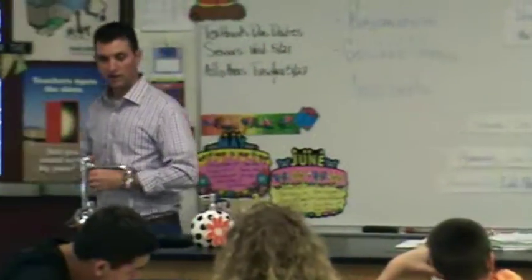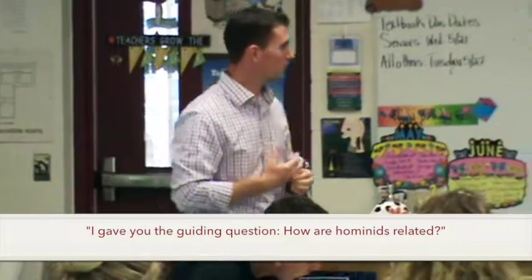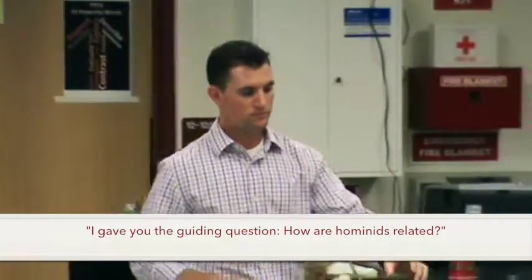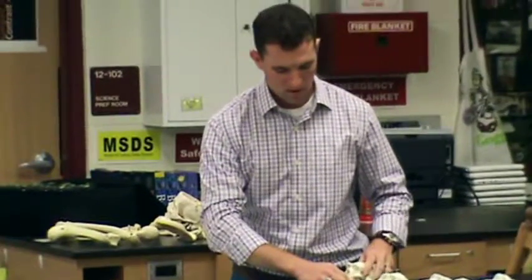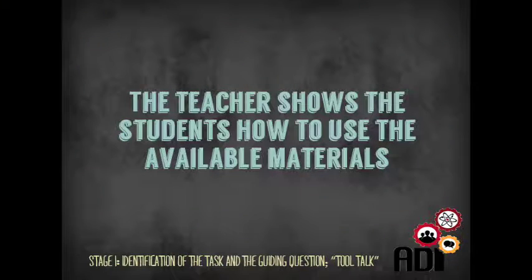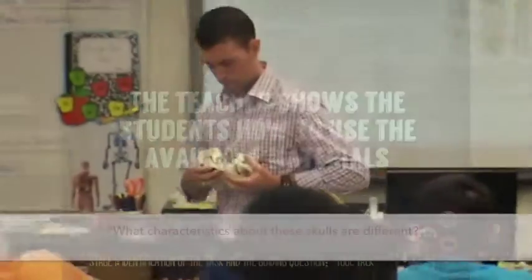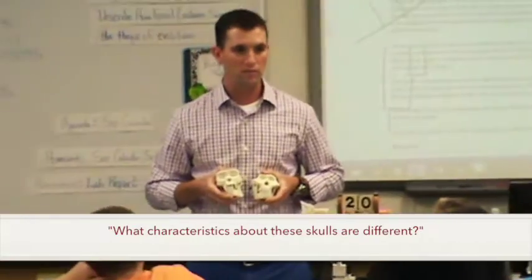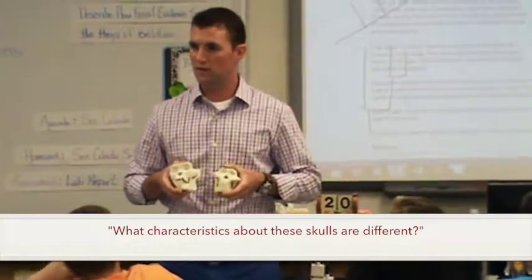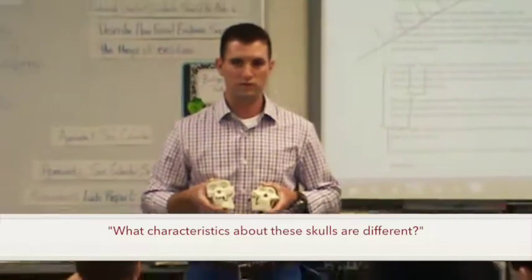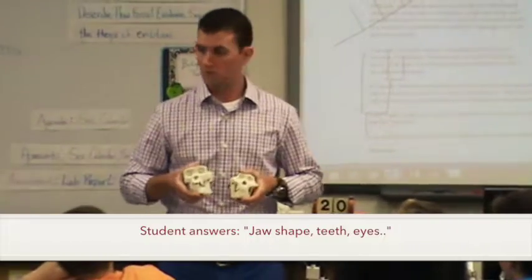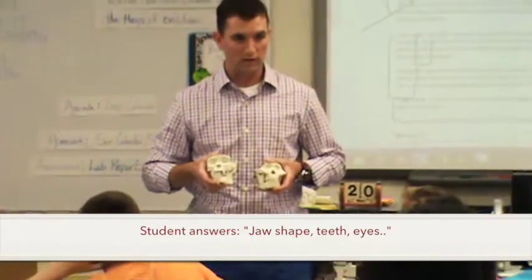So I just gave you the guiding question: how are hominids related? You're going to be tasked with answering that question. I want us to think about how we might do that. If we're looking at these two skulls, these are two different hominids, what's maybe a characteristic that's pretty different about these skulls? Jaw shape I heard, teeth I heard, eyes are fairly different.